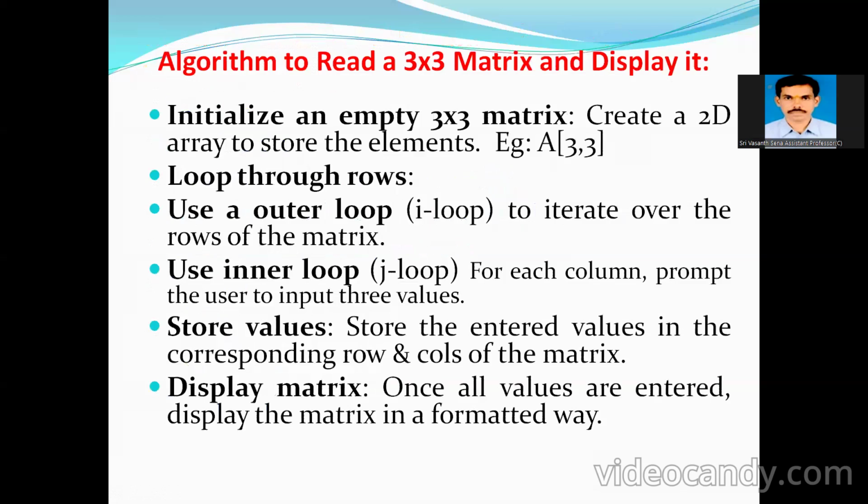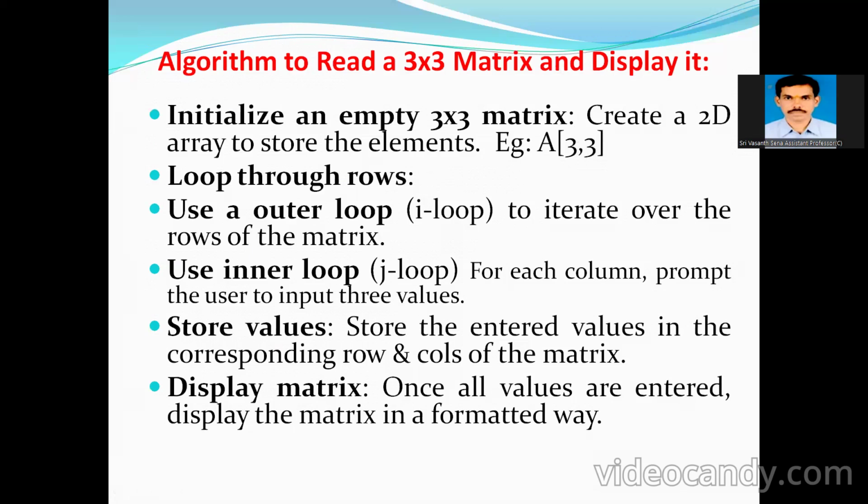So the algorithm or procedure we follow here is to read a 3 by 3 matrix and display it. Initialize an empty 3 by 3 matrix. Create a 2D array to store the elements, for example, A[3,3]. In Raptor, these indices are separated with a comma in square brackets. In programming languages, for A[3][3], you need to write a square bracket for each index.